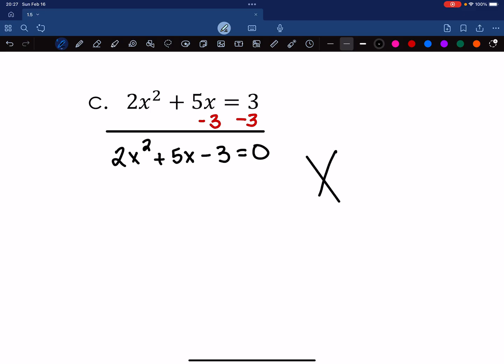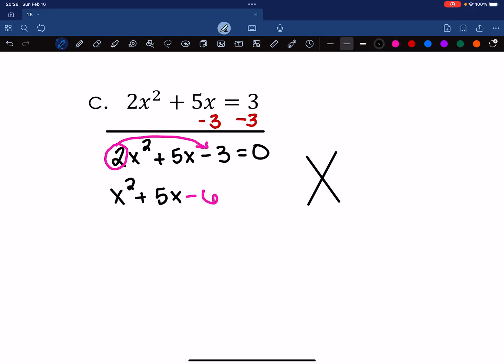This time we're going to have to do an extra step because there's a number in front of the x squared. So that extra step is taking this and multiplying it times the last number. That's going to give us something that looks like this: x squared plus 5x minus 3. Oh, sorry, that should turn into a minus. 2 times negative 3 is a negative 6.